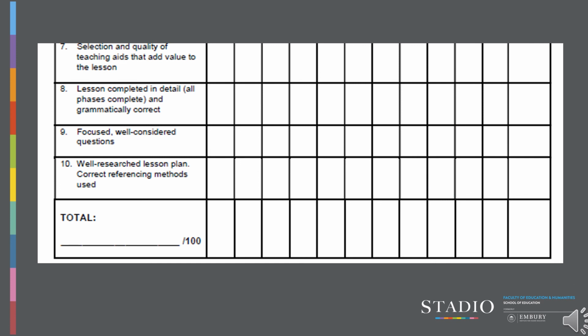Next, you'll be marked on the selection and quality of all your teaching aids that will then need to add value to your lesson. They can't just be random. Your lesson then needs to be completed in detail. So are all the phases complete and are they grammatically correct? Please make sure that you express them properly. You will then also be marked on your focused and well-considered questions, as well as whether your lesson plan has been well researched and have you used the correct methods. All of this will add up to a total out of 100, and remember that this assignment counts 20% of your module mark.